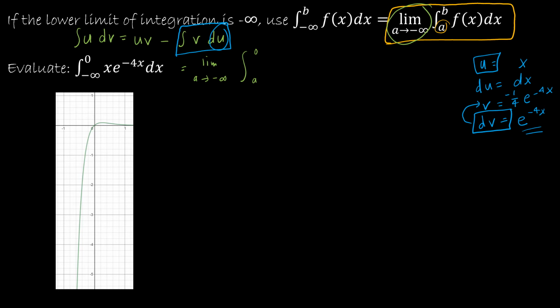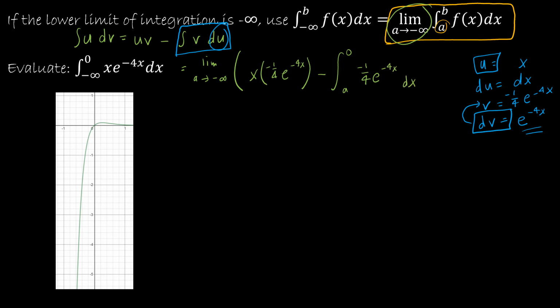So what I have now is the limit as a approaches negative infinity from a to 0 of, actually this part is now just going to be uv, which is x times negative 1/4 e to the negative 4x, minus the integral from a to 0 of v du. So that's negative 1/4 e to the negative 4x dx.